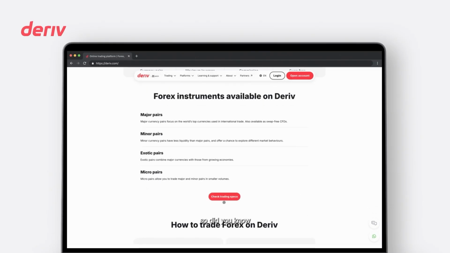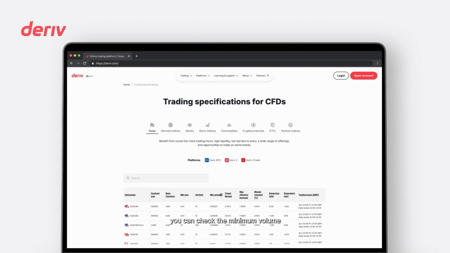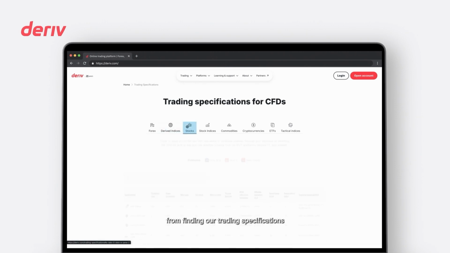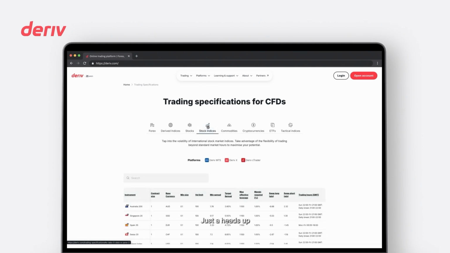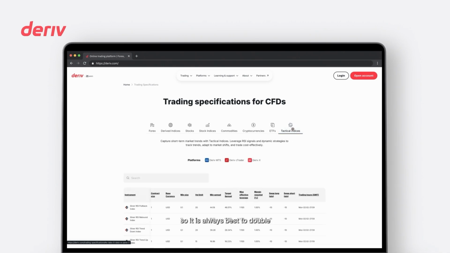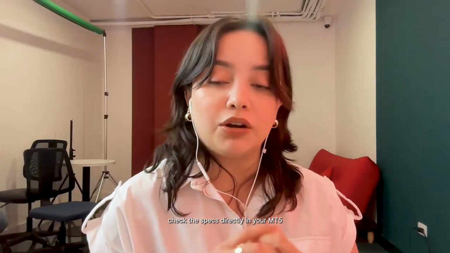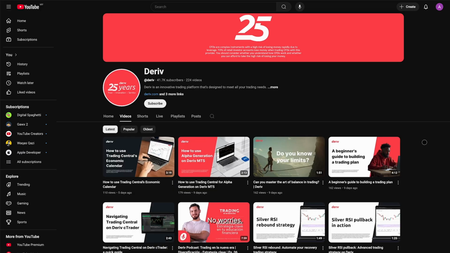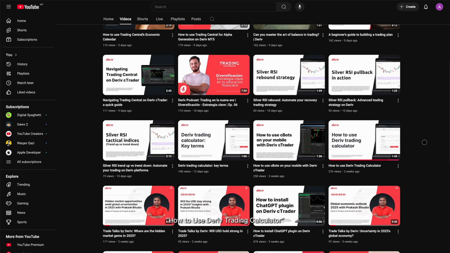Okay, did you know you can check the minimum volume of each symbol in the CFD platform by finding our trading specifications on our website? Just a heads up, the trading specs on our website get updated every single month, so it is always best to double check the specs directly in your MT5, cTrader, Deriv X platforms, and so forth. Not sure where to find them? No worries. You can watch our video on how to use the Deriv Trading Calculator on our YouTube channel for a step-by-step guide.